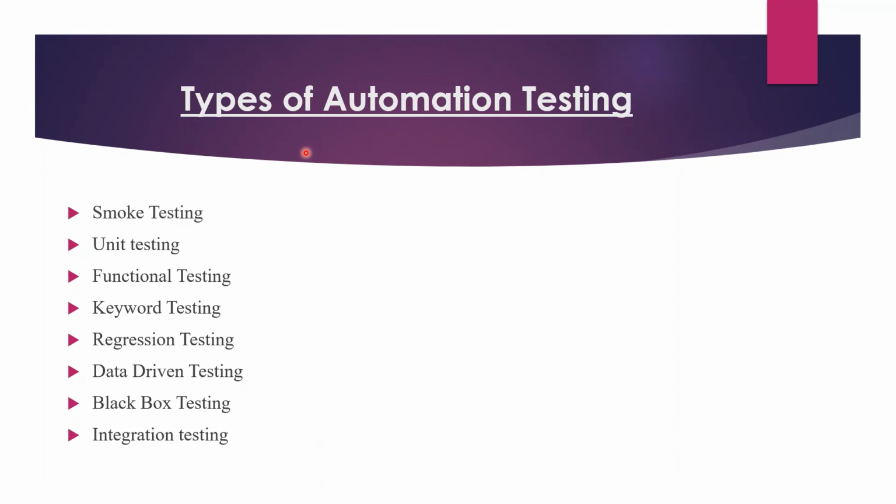Types of automation testing: as we all understand, both manual and automation testing can be done for many kinds of testing, like integration or smoke testing, unit testing. Functional testing means the functionality of a particular application is being tested. Keyword testing, and regression testing, which means that when any new update comes, regression testing is done. Data driven testing, black box testing, and integration testing are also done at the time of automation testing.